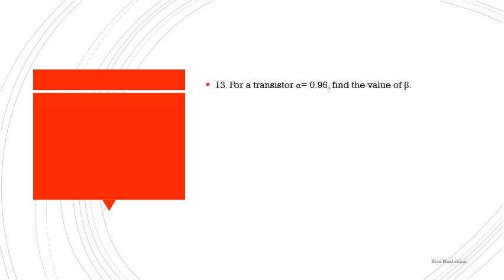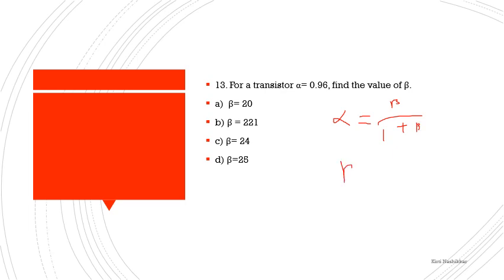For a transistor, alpha equals to 0.96, find the value of beta. So as I told you, there is a relation between alpha and beta, that is alpha equals to beta upon 1 plus beta. So, or we can say that beta equals to alpha upon 1 minus alpha.